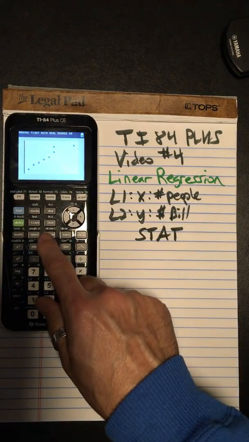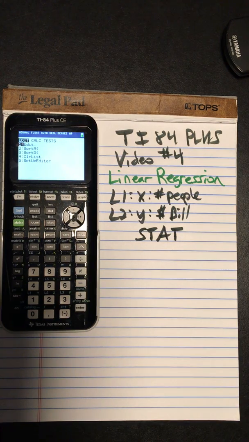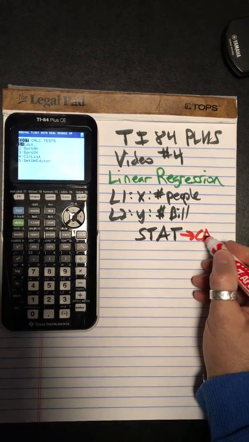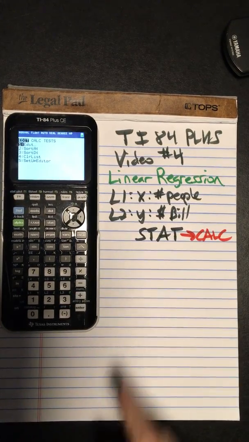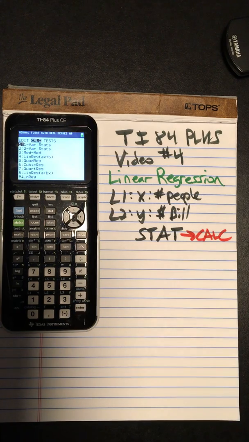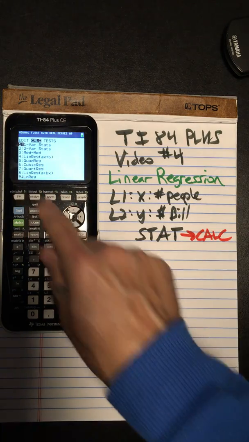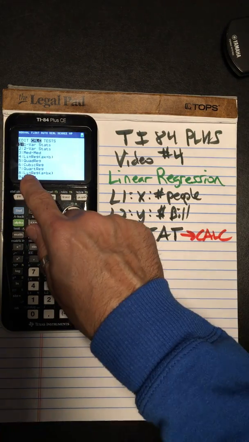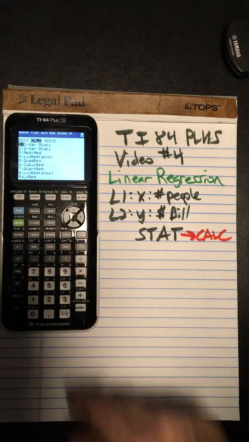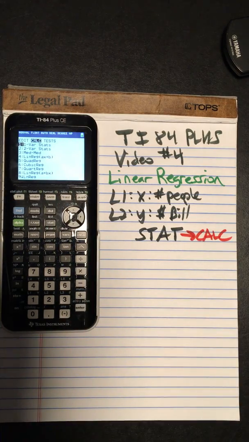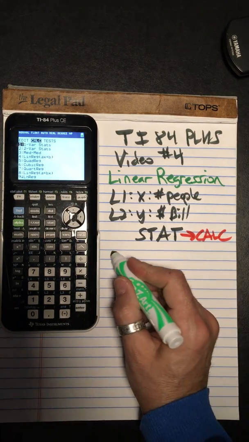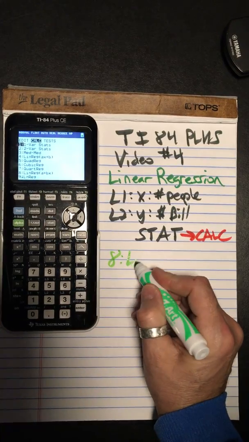It's the Stat button. And from the Stat button, we're going to arrow over to the Calc menu. When we arrow over to the Calc menu, these are all the different types of calculations that we could do with a data list. And we are going to use number 8. Right here it says linear regression, a plus bx. And that's what statistical programs usually use.